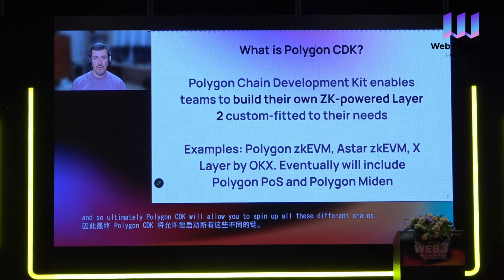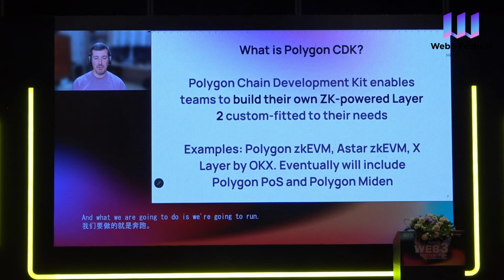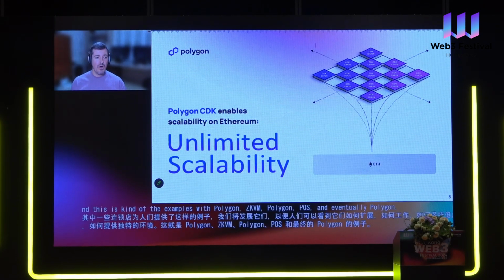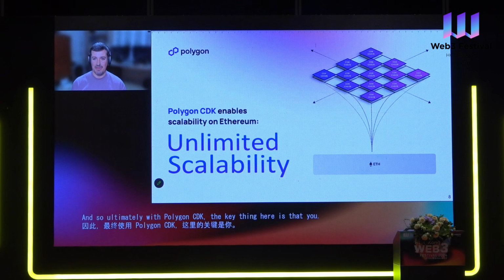And what we are going to do is run some of these chains to give people examples of what this looks like. And we're going to grow them so that people can see how they scale, how they work, how they keep costs low, how they provide unique environments. And these are the examples with Polygon zkEVM, Polygon PoS, and eventually Polygon Miden. And so ultimately with Polygon CDK, the key thing here is that you always get unlimited scalability.